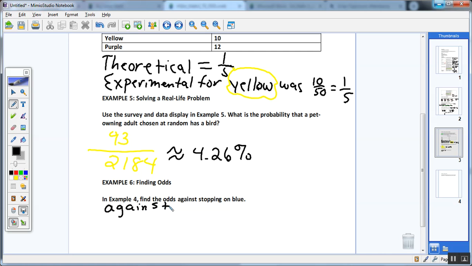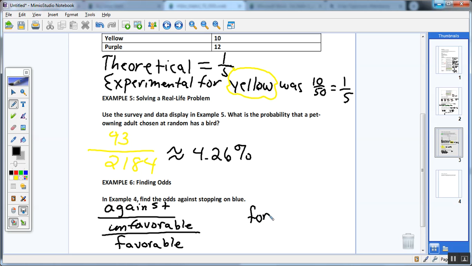The definition of odds against is the number of unfavorable over favorable. Anybody want to guess what the odds for definition is? If odds against is unfavorable over favorable, the odds for is probably favorable over unfavorable.